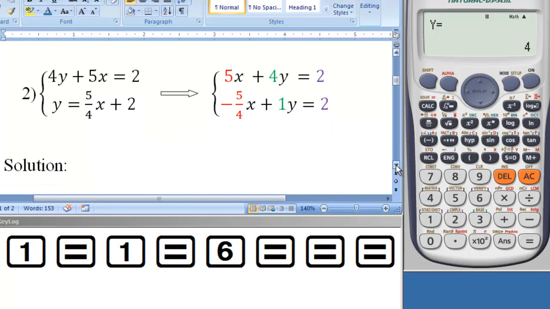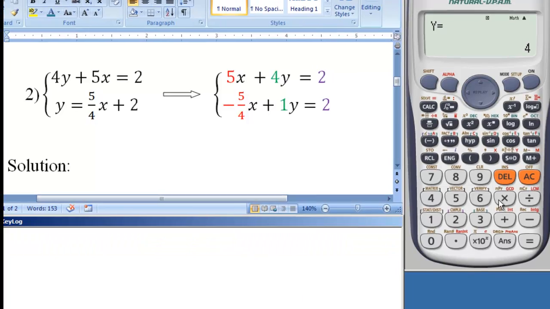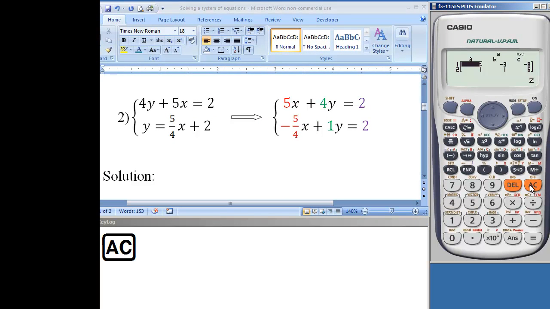Alright, let's try another one. We'll clear the Casio and then clear the matrix. Okay, so the first thing you want to make sure is that the equations in your system are both in standard form.